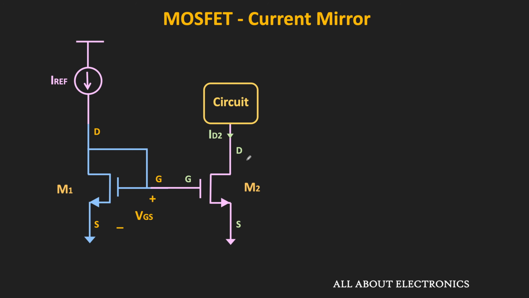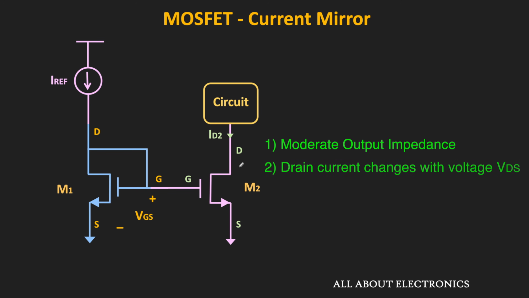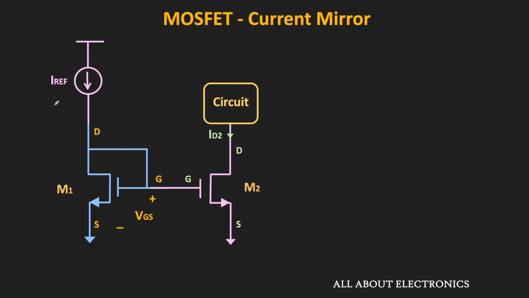So basically there are two issues with the simple current mirror. One is the moderate output impedance, and second is this copied current is not the exact replica of this reference current, or in other words, it does not exactly follow this reference current. And these two issues can be resolved using the cascode current mirror. So step by step, we will understand this cascode current mirror.